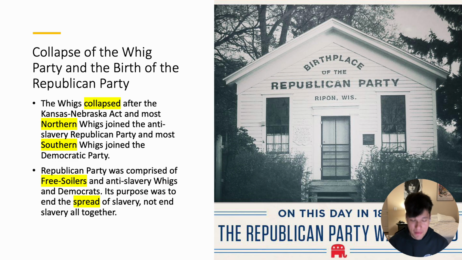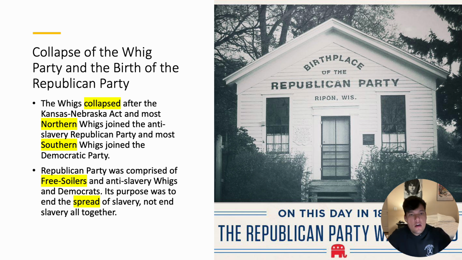All right, so in this slide, we're going to be talking about the collapse of the Whig Party and the birth of the Republican Party. Right, so the Kansas-Nebraska Act also had a profound impact on the political parties. The Whig Party, already weakened by internal divisions, collapsed. They were collapsing at this time. So most of the Northern Whigs joined the newly formed Republican Party, which was dedicated to stopping the spread of slavery, right? Meanwhile, the Southern Whigs aligned with the Democratic Party at this time.